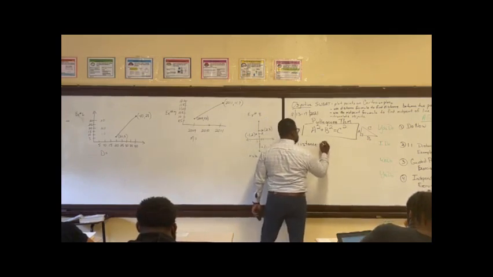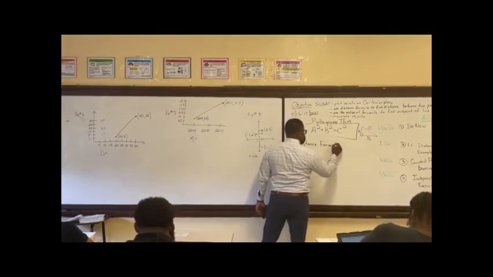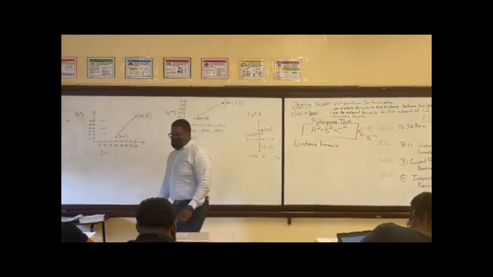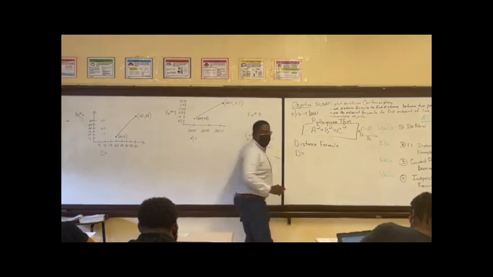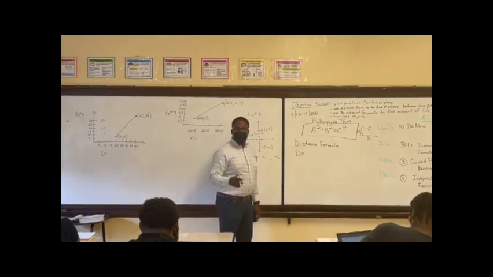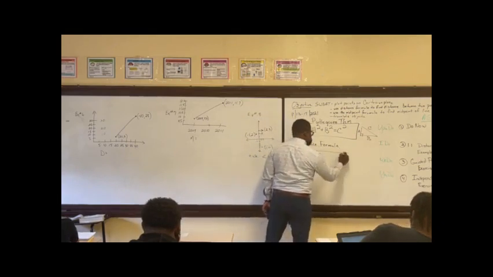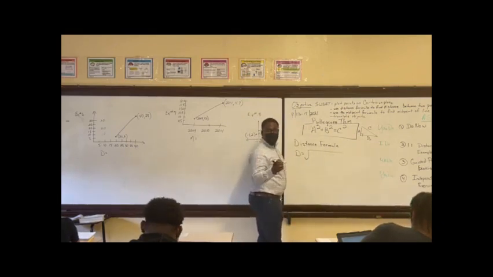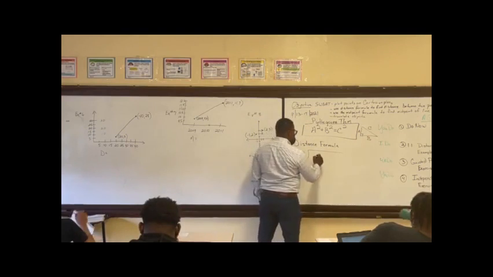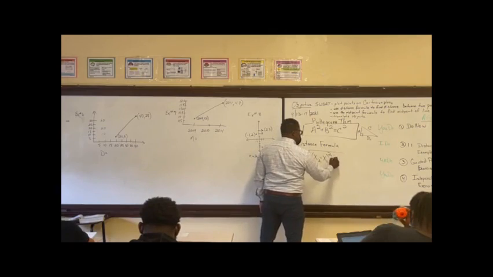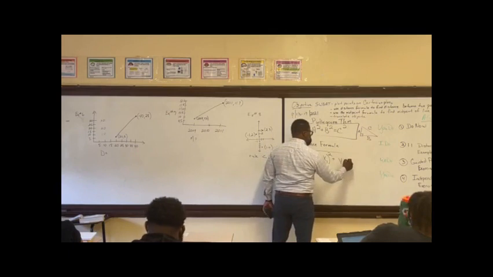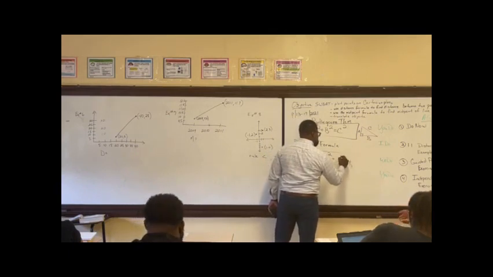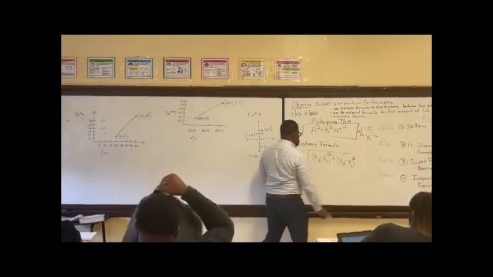Find the distance for 2 points. Anybody know the formula? D equals the square root of x2 minus x1 squared plus y2 minus y1 squared. Good job. So you've got that, right?